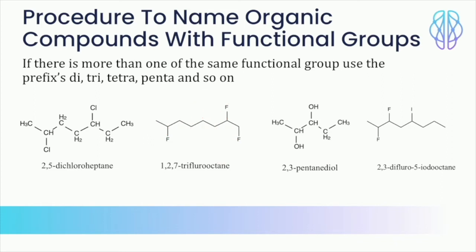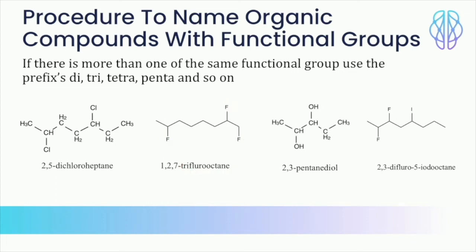So we have 3 fluoro groups, in the 1, 2, and 7th position. Again, we could write 1-fluoro-2-fluoro-7-fluoro octane. However, we just go 1,2,7-trifluoro octane.